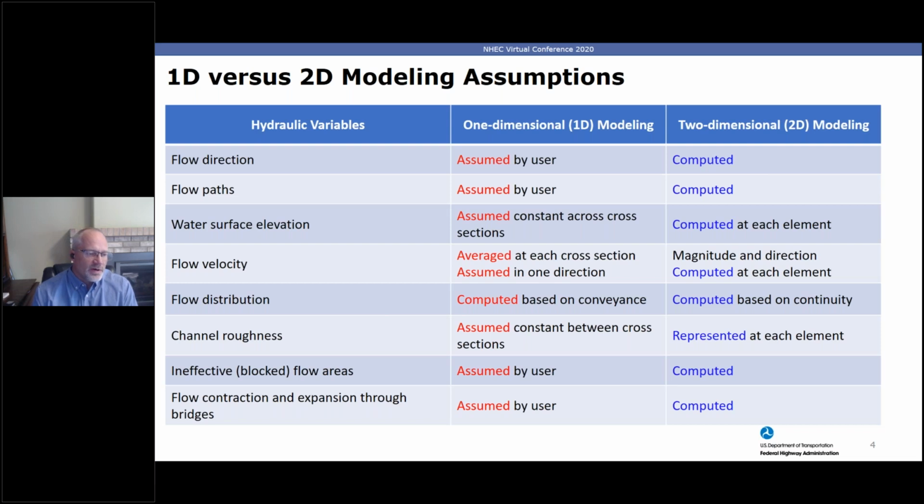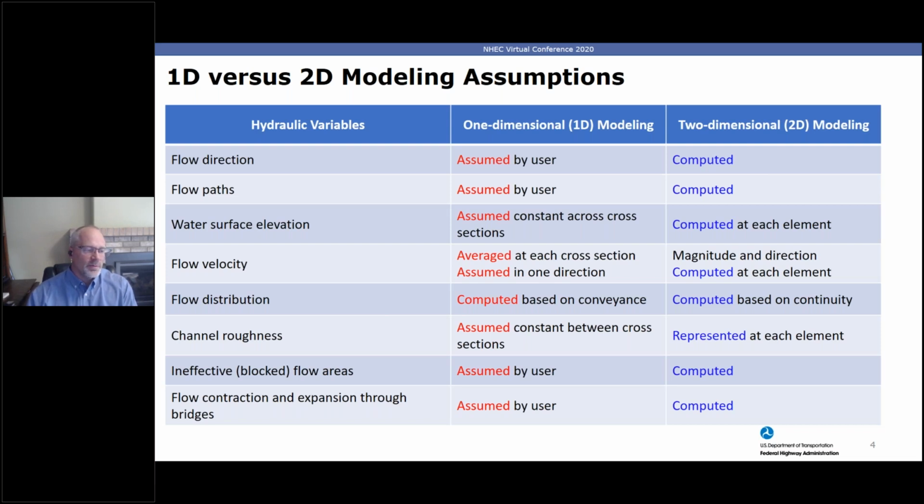To achieve the desired or expected surcharge in a floodway in a 1D model, the assumptions listed in this table need to provide a reasonable representation of the actual flow conditions. The further that these assumptions deviate from the actual conditions, the less accurate, or let's just say the less reliable, that floodway delineation will be.